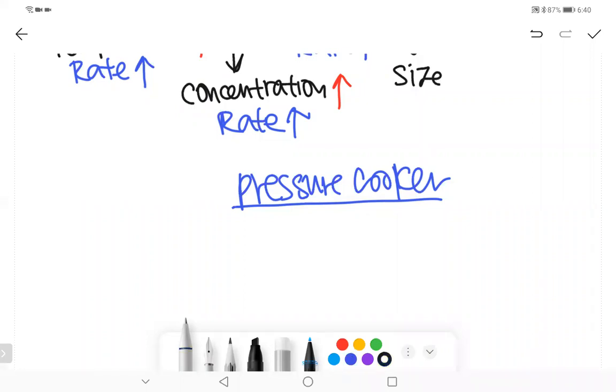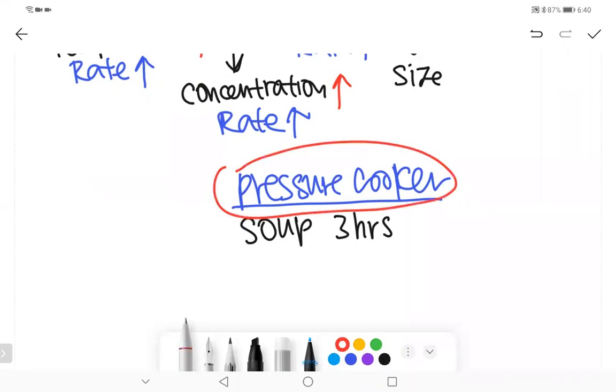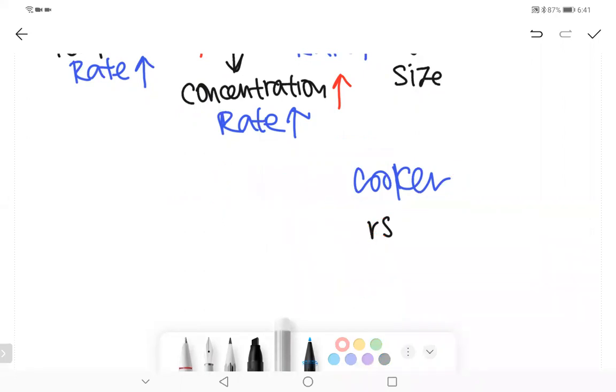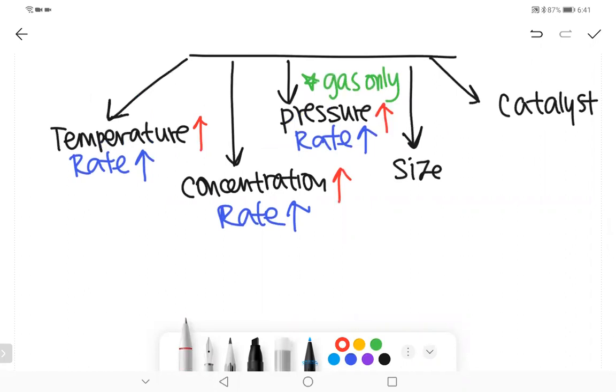For example, let's say to boil a soup, it needs 3 hours in a normal condition. But when we use a pressure cooker, instead of 3 hours, now we can get the soup done in 1 hour. So pressure cooker cooks using high pressure, which will speed up the whole process. So the concept is the higher the pressure, the faster the reaction. So higher pressure, higher rate.